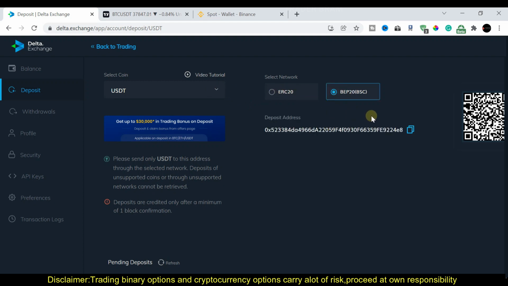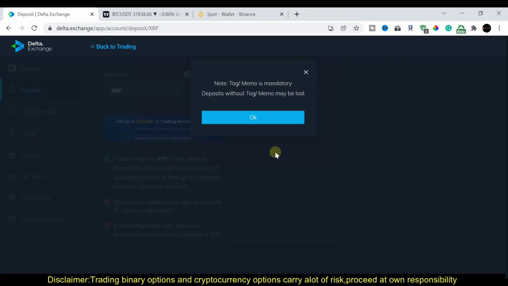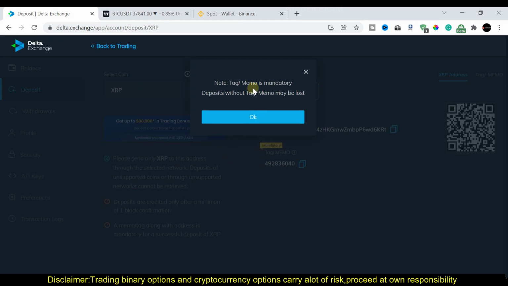For this demonstration, I'll be using Binance. So I'll click on that and copy the address. When you copy the address, you paste it on your Binance account or wallet, then you can deposit from there. You can deposit XRP in your account, but you need to put the memo when you are depositing.